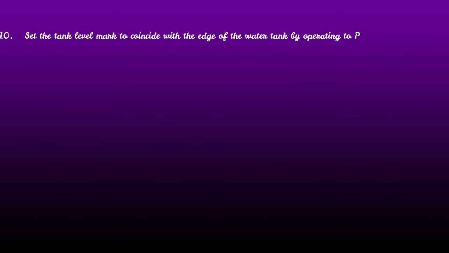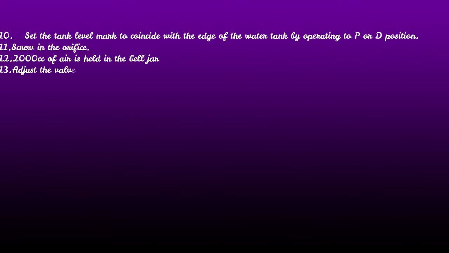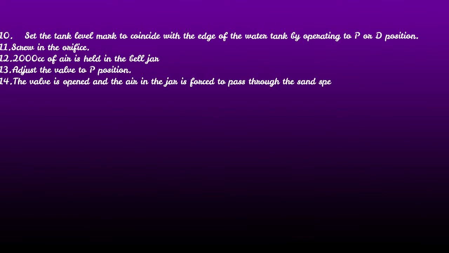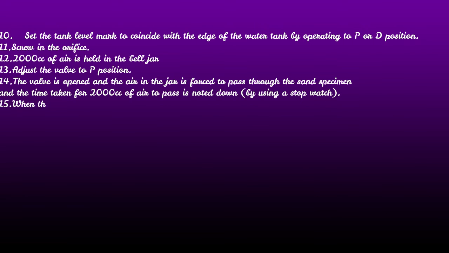10. Set the tank level mark to coincide with the edge of the water tank by operating to P or D position. 11. Screw in the orifice. 12. 2000 cc of air is held in the bell jar. 13. Adjust the valve to P position. 14. The valve is opened and the air in the jar is forced to pass through the sand specimen, and the time taken for 2000 cc of air to pass is noted down by using a stopwatch.